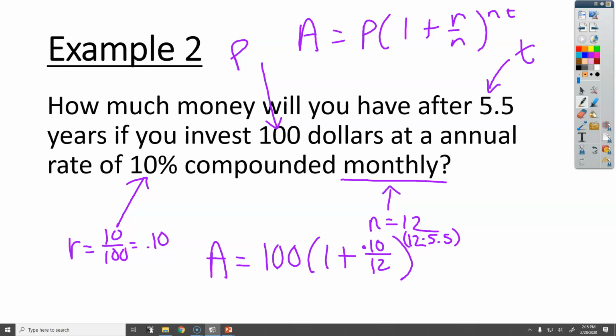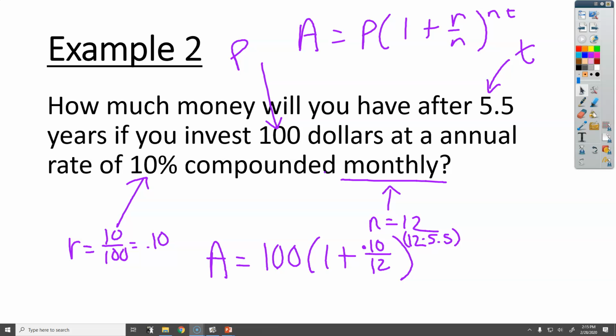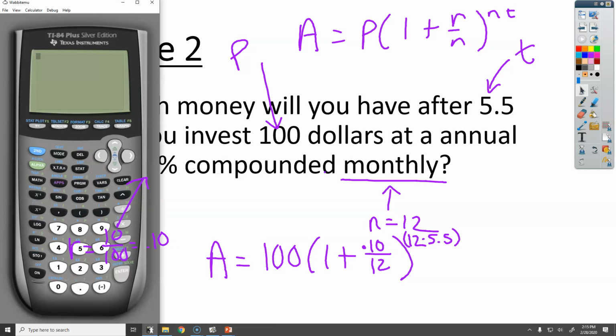Okay. So now, guys, we're going to let the calculator do all the work for us here. So turn on your calculators really quick. My calculator looks a little bit different than yours, but I think for the most part, it's going to work the same way. There it is. Okay. So, I'm going to show you guys how to type this into the calculator.